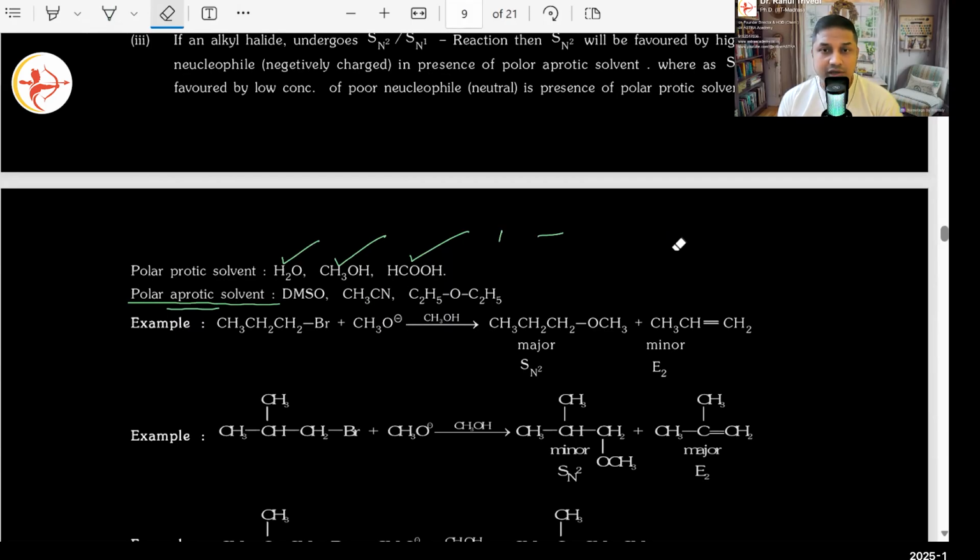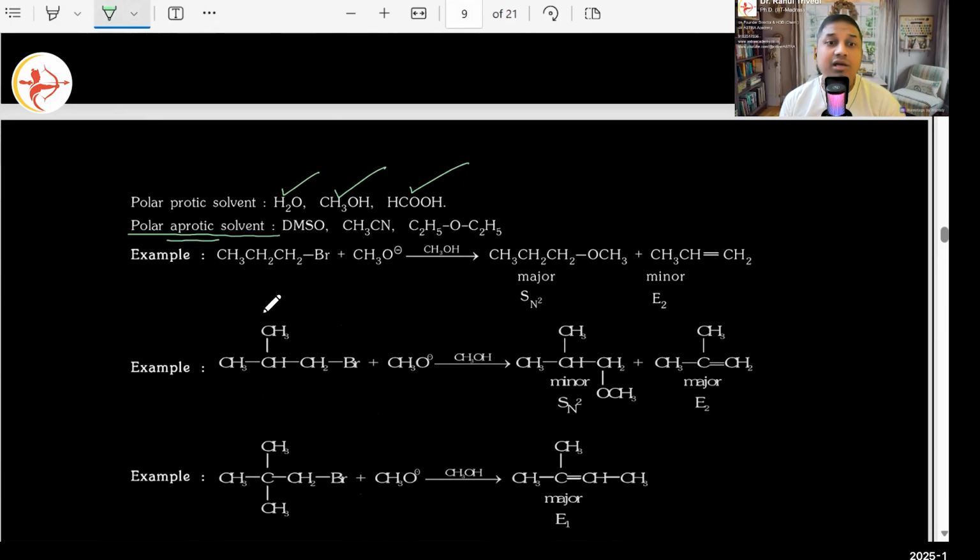Good. Let's move to the next part. Some examples are shown here. What do we have here? Propyl bromide. And what are we using? Is this polar protic or polar aprotic? Polar aprotic. So what chances are more, SN2 or SN1? SN2 product will be the major product. Is this clear?